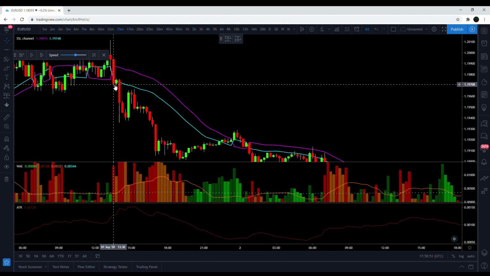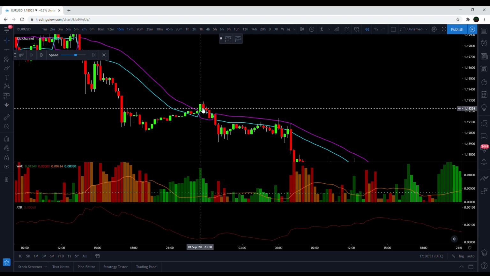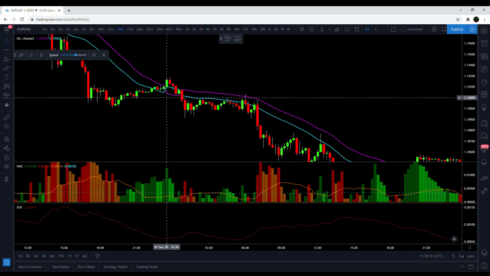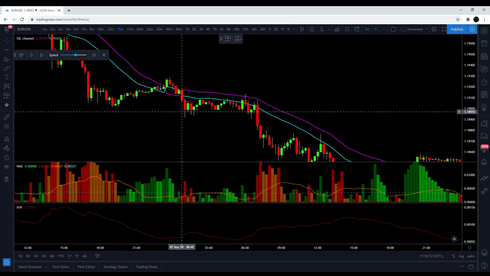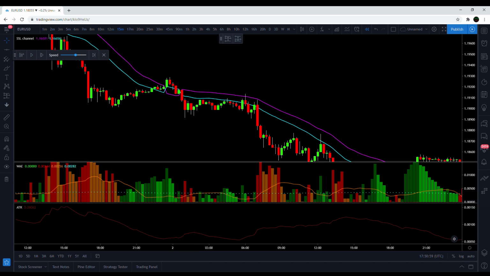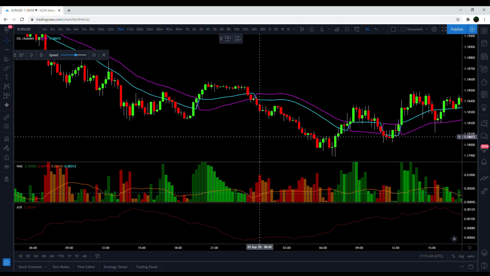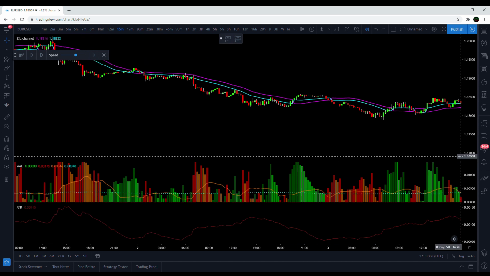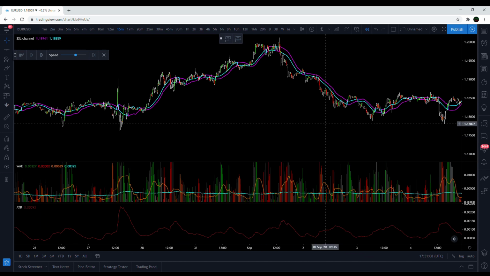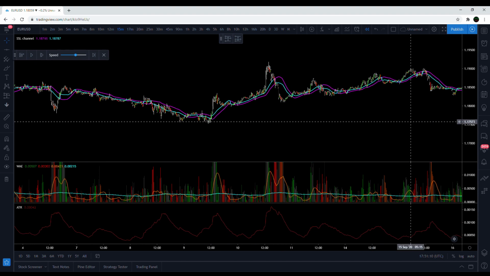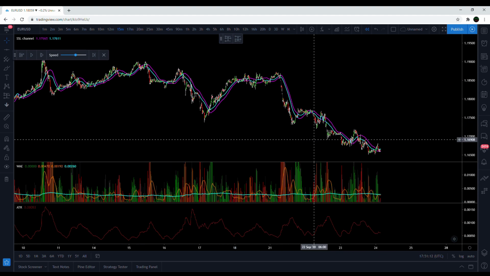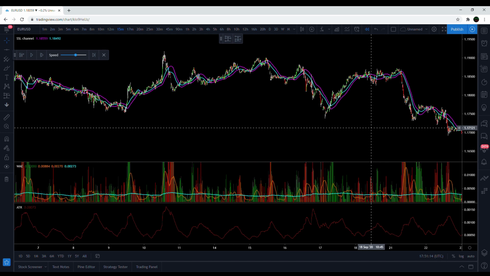Yeah, so it gets you in right here, gets you out down here. Then you would get back in. Oh wait, no you wouldn't, because WA did not agree on this one. So you missed out on this move here, which is fine, because you're on a 15-minute chart here. You're going to have lots of opportunities to enter trades, and especially when you're trading a lot of pairs, you're going to be just fine.